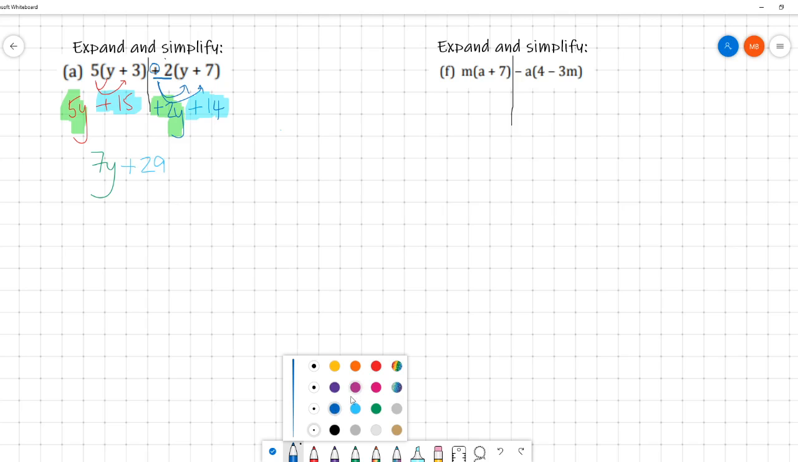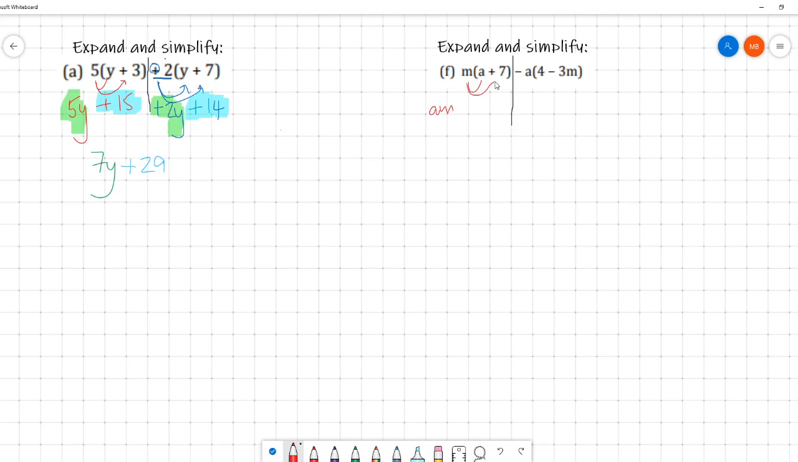So if we look at the bracket on the left hand side, we've got m times a, which is am. We've got m times positive 7, which is positive 7m. And now we're going to expand the bracket on the right hand side, and we have to be very careful here. That term on the outside of the bracket is minus a, or negative a. So we're going to do negative a multiplied by 4, which is negative 4a. And then we're going to do negative a multiplied by negative 3m.